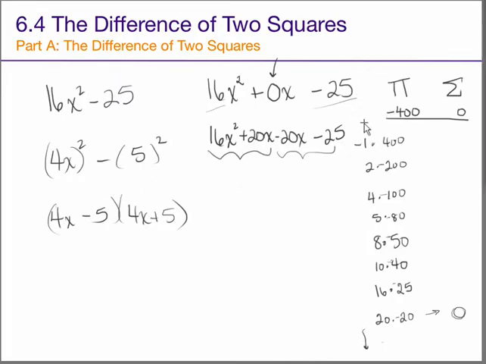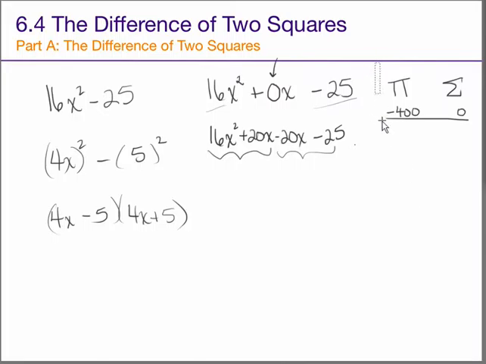As I've said before, I don't normally condone getting rid of scratch work, but my screen is only so big. Now, what's common to these two terms? What goes into both 16 and 20? That would be 4. What goes into both x squared and x? That would be x. And what's left over? 4x plus 5.